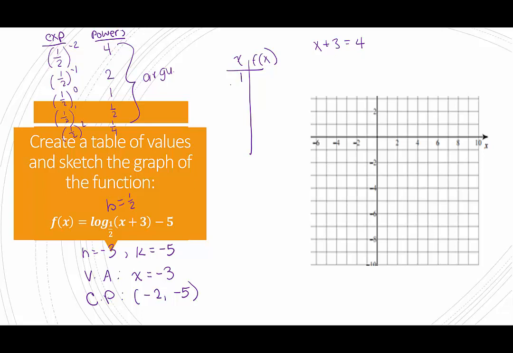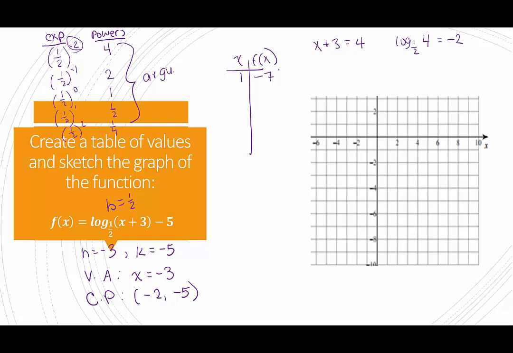If we plug in 1 for x, now we have log base a half of 1 plus 3. 1 plus 3 is 4. So this is saying 1/2 to what power gives me 4? -2. So we have -2, but then it's -2 minus 5, because that's part of the function. -2 minus 5 is -7. Okay, so we have our second ordered pair, because the first one's the critical point.